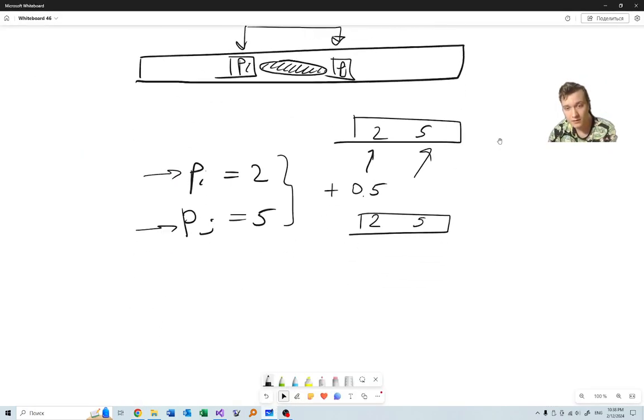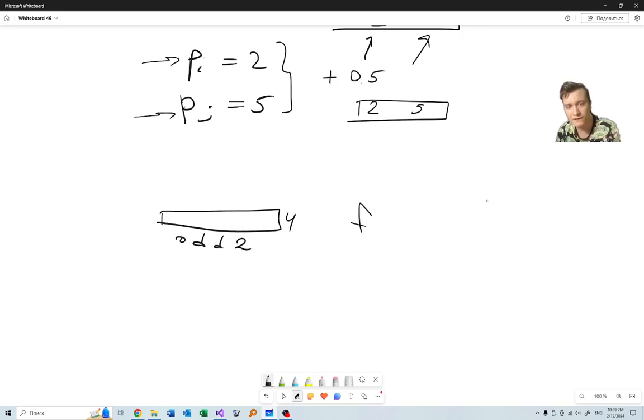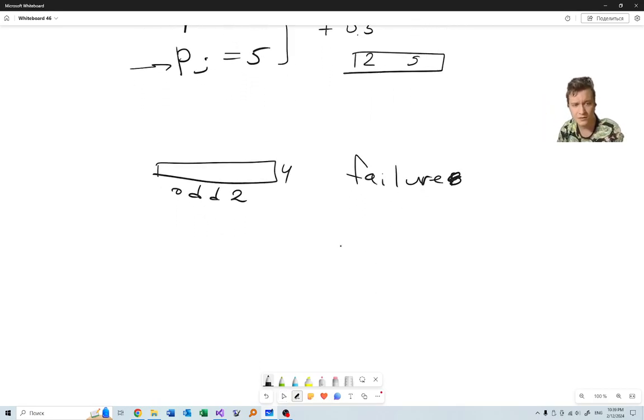In this case, I need to calculate the probability. So let's call the situation when I have an odd number of ones and then a two, let's call it a failure. So I want to find the probability that the first failure happened after some number. Okay, first of all, let's divide everything by two. So simply an odd number and then a two. So this is a failure.